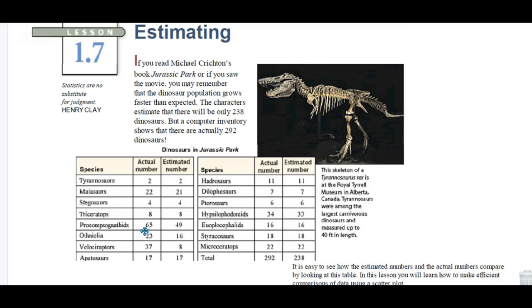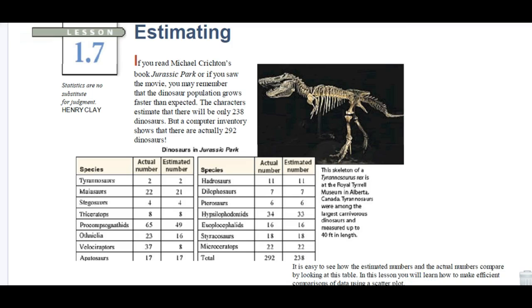And the smaller ones, actually this is a really small one, there's way more of the smaller ones, and the big ones, they probably were pretty close to the estimate, to the actual, right? But if we just are off by a few here and there, it ends up being a lot more, right? So it's easy to see how the estimated numbers and the actual numbers compare by looking at this table.